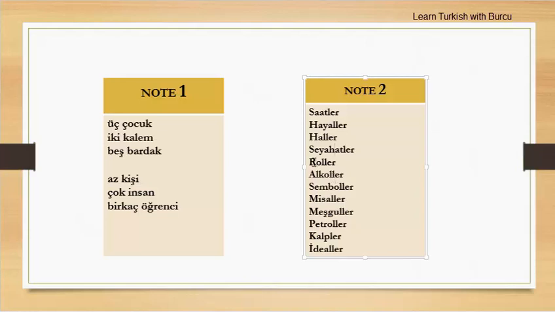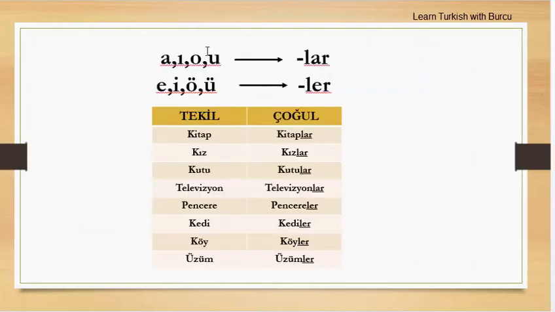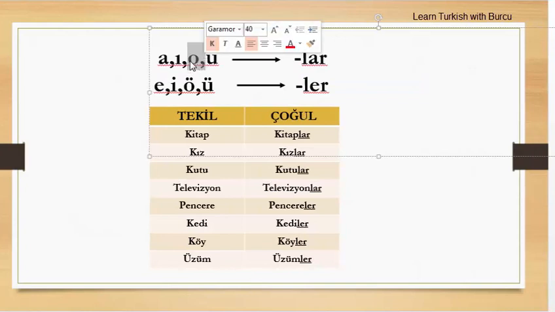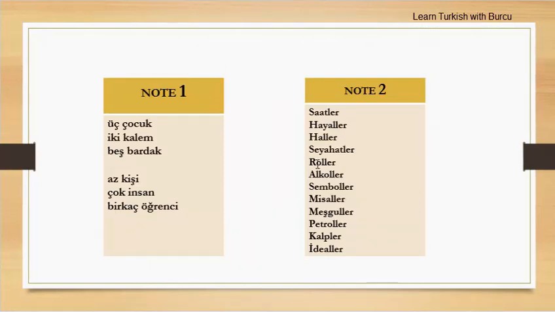Rol. It's a foreign word, rol. After o, let's remember the rule. After o, if we have the sound o as a final vowel, we need to use lar. But here, we don't follow this rule, as you can see. We use ler, okay? Alkoller, semboller, misaller, meşguller, petroller, kalpler, idealler, okay? So these are all foreign words. That's why we don't follow the rule. These are the exceptions, okay?